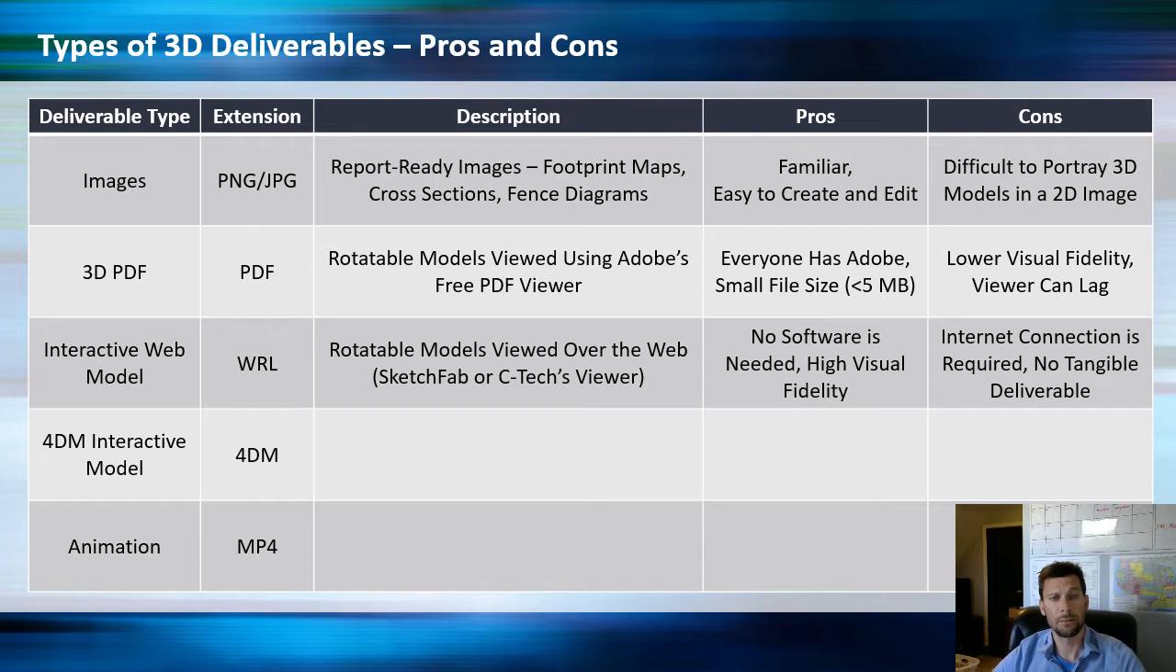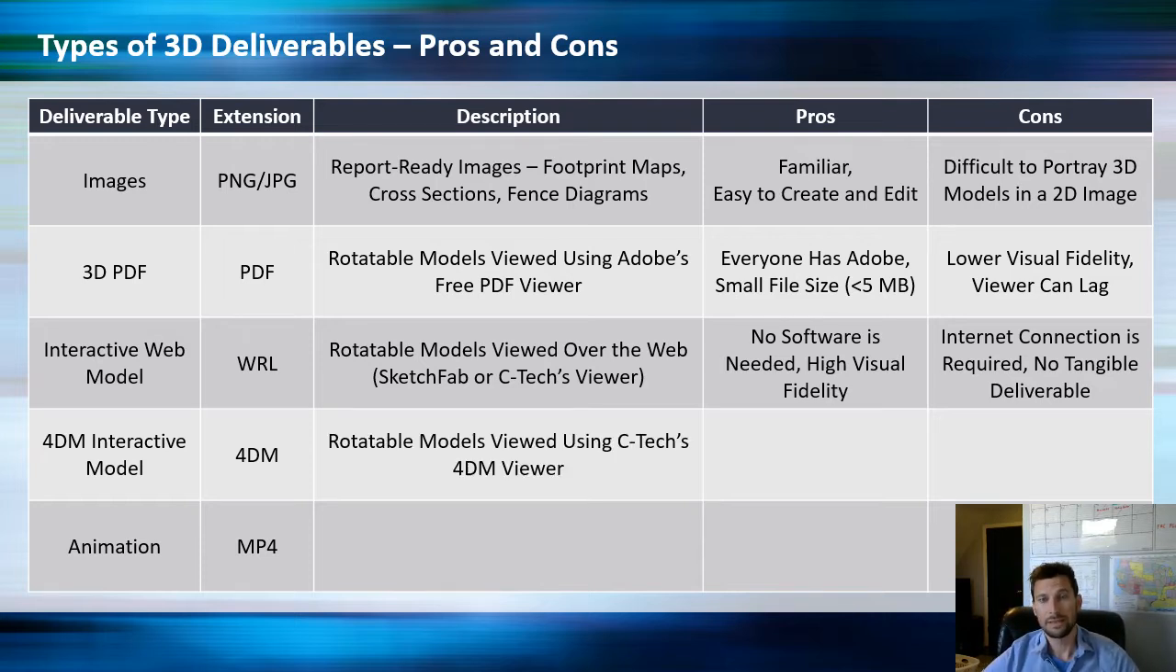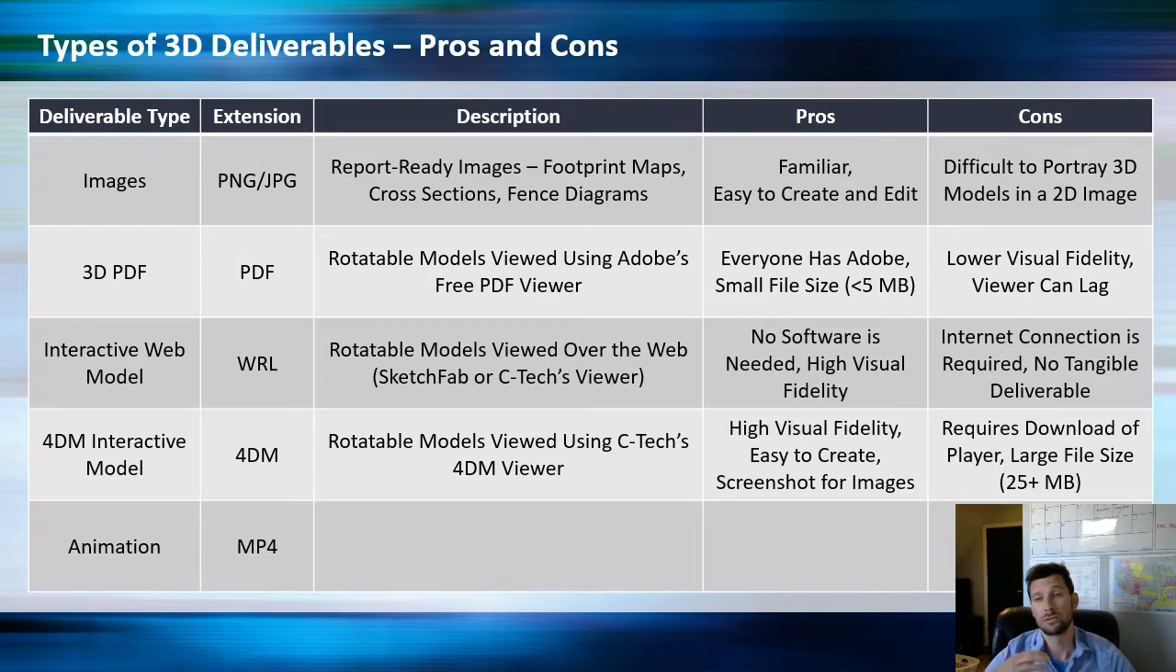Next is the 4DIM interactive model. This is a CTech product, basically the 3D modeling software product, and it's a rotatable model using a 4DIM viewer. This is my preferred method of viewing 3D models, because the pros are the visual fidelity is extremely high. They're easy to create and modify.